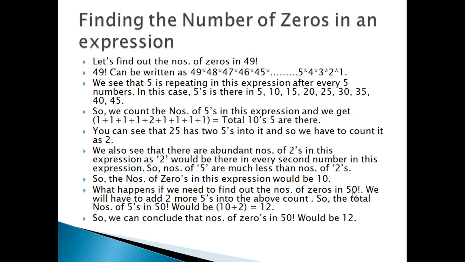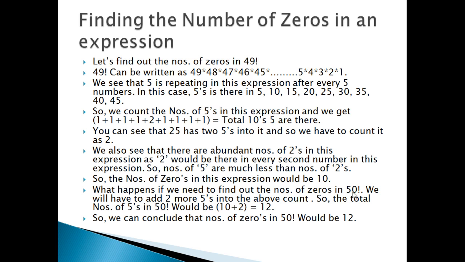We will have to add 2 more 5s into the above count. And why is it so? Because factorial 50 would start from 50 and it goes 50 times, 49 times, 48 times, 47, all the way up to 5 times, 4 times, 3 times, 2 times 1. And you will note that 50 can be written as 2 times 5 times 5. So 50 has got 2 additional 5s into it.